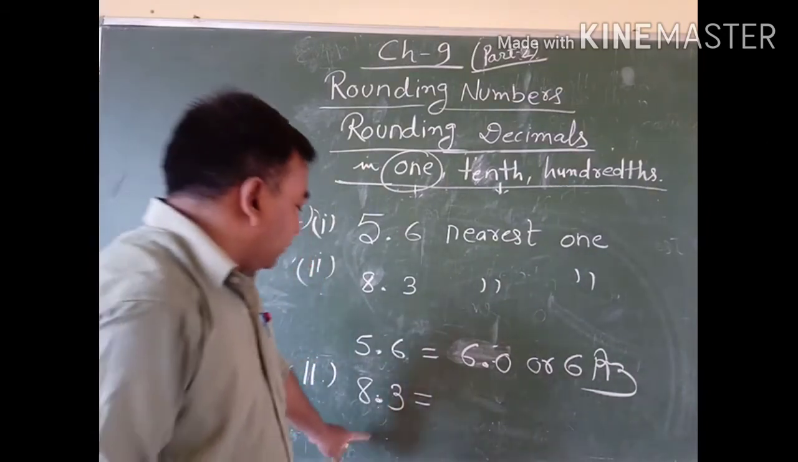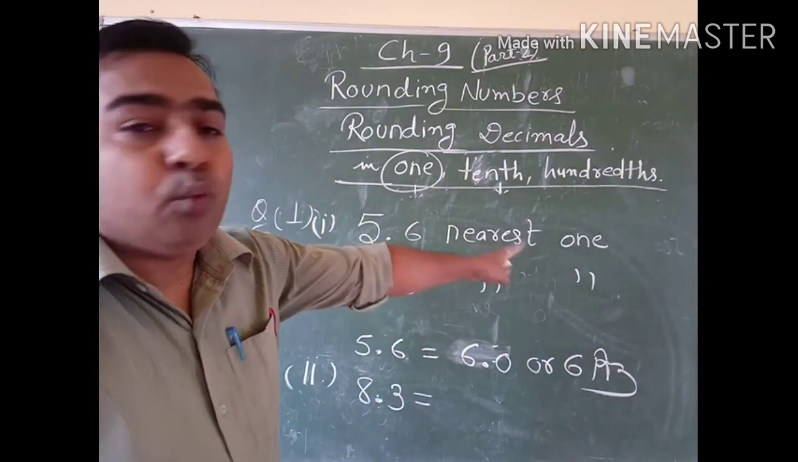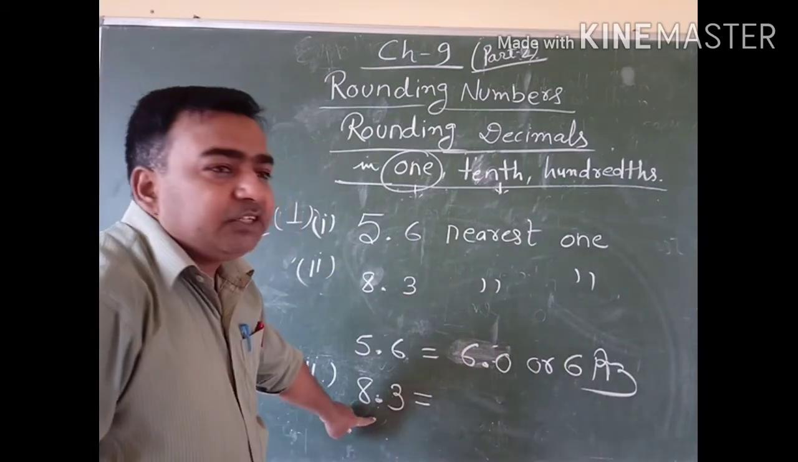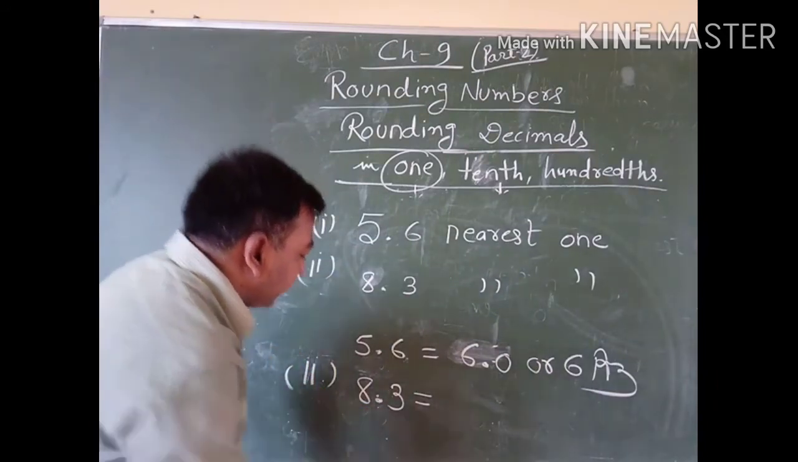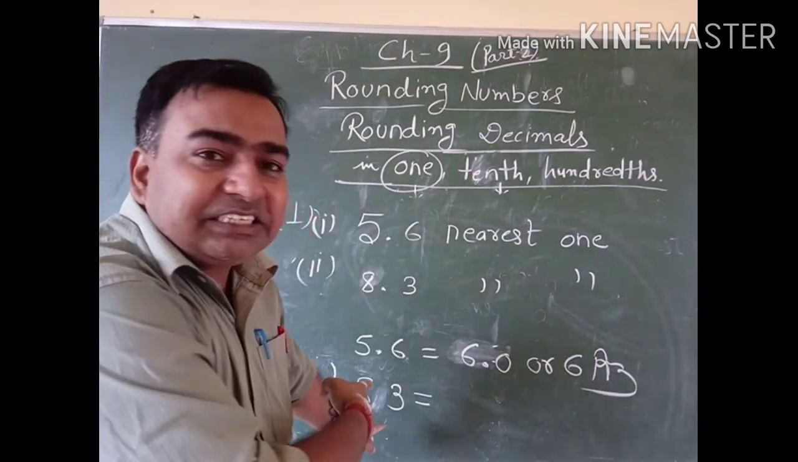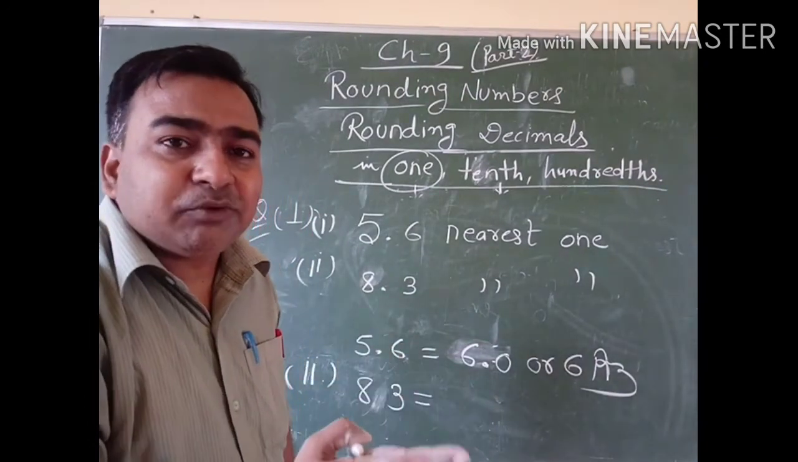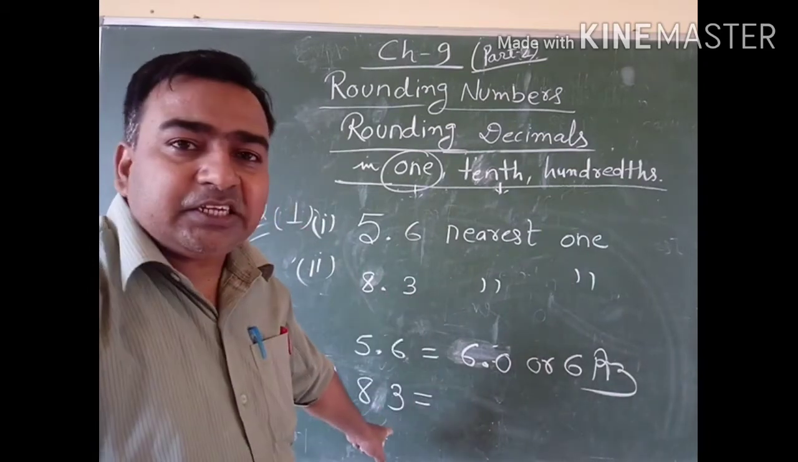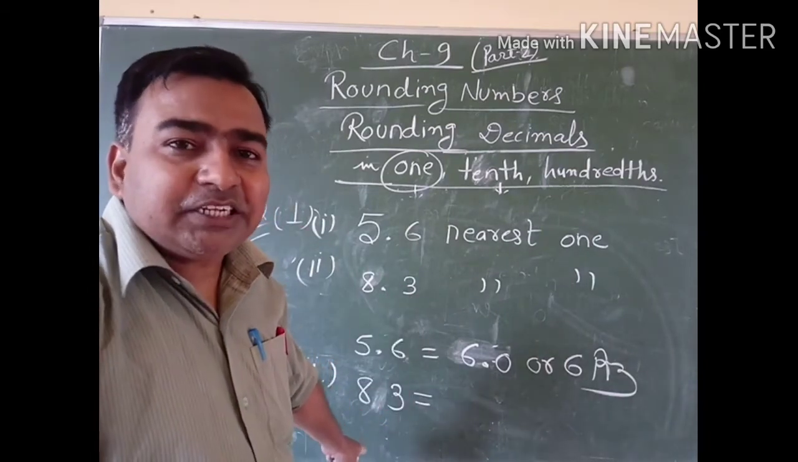8.3, now change it to the nearest 1. So 8.3, you can see, suppose this is 83, and when we write this 83 to the nearest 10, what is the answer? 80 or 90? 83 comes between 80 and 90. So what is the answer? 80.